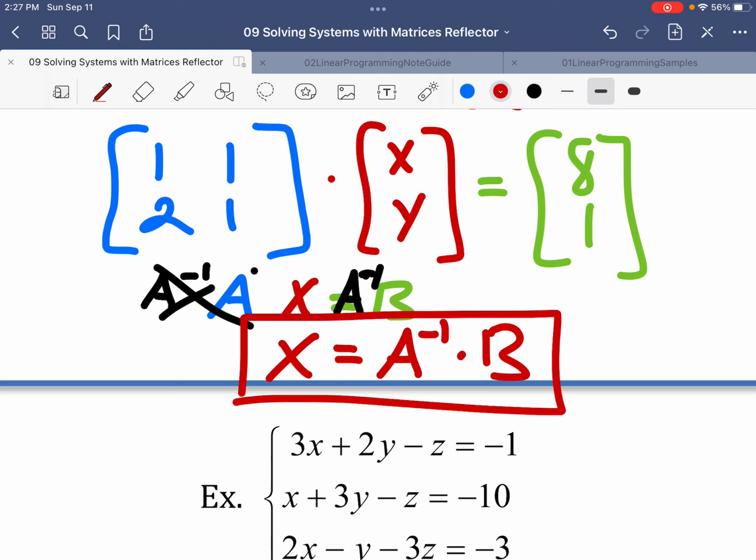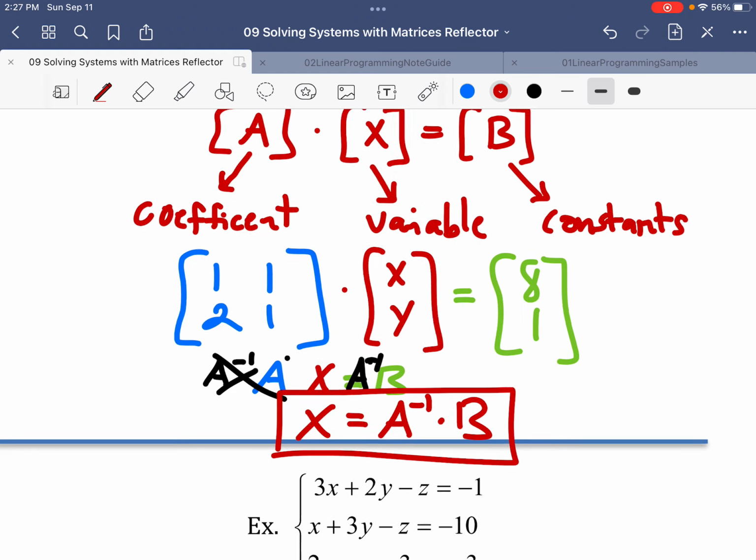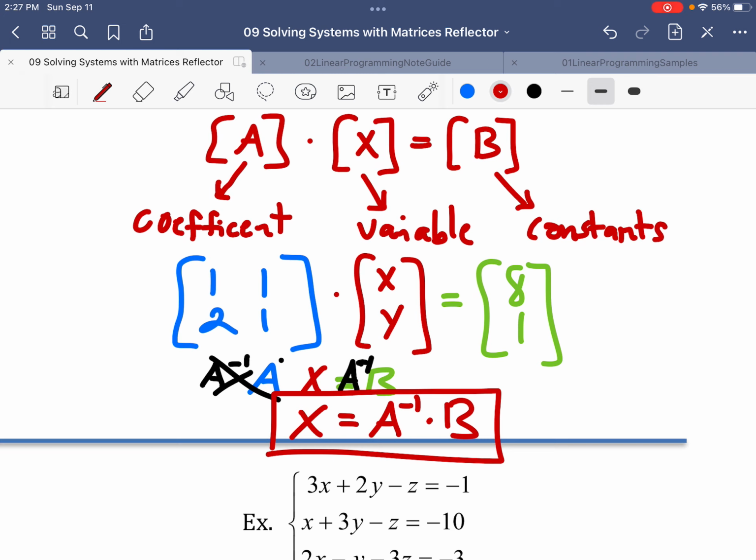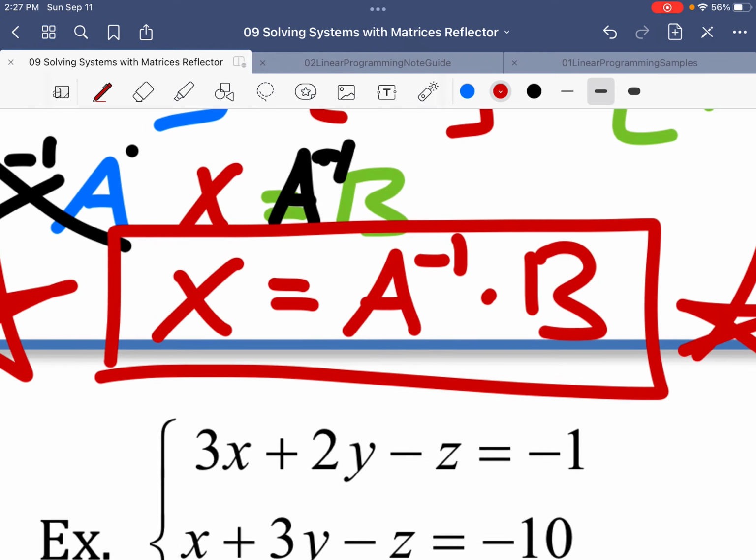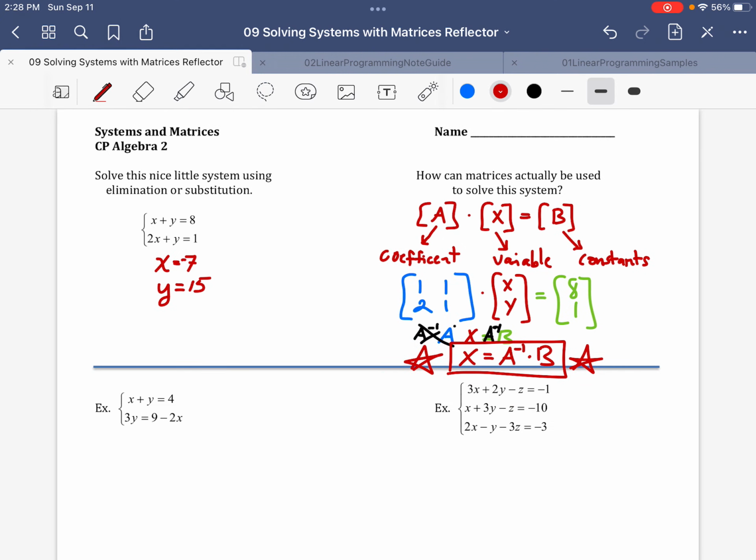So let me say it again. A inverse times B. And if you're like, what's that? Well, that's x. And x is going to be our answers, specifically our variables. So all we got to do is on Desmos type in A inverse times B. Well, almost. We still have to type in the original matrix A and B, but then, like I said, we're going to type A inverse times B.